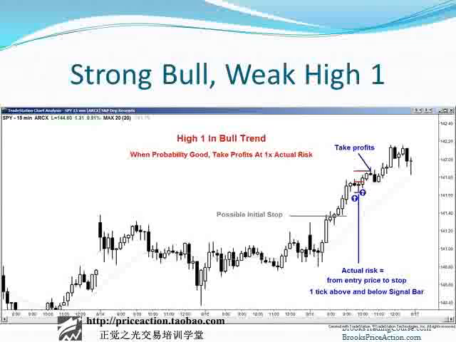Here's a high 1 in a bull trend, and the probability is good. And when the probability is good, you can exit at 1 times your actual risk. Let's say you bought above this bar, right? It's a high 1, a bull trend, no obvious resistance to the left. There might be some measured move targets up there, but I don't see any really strong, obvious resistance, like a trend line or a trend channel line. So to me, that's a reasonable high 1 buy.